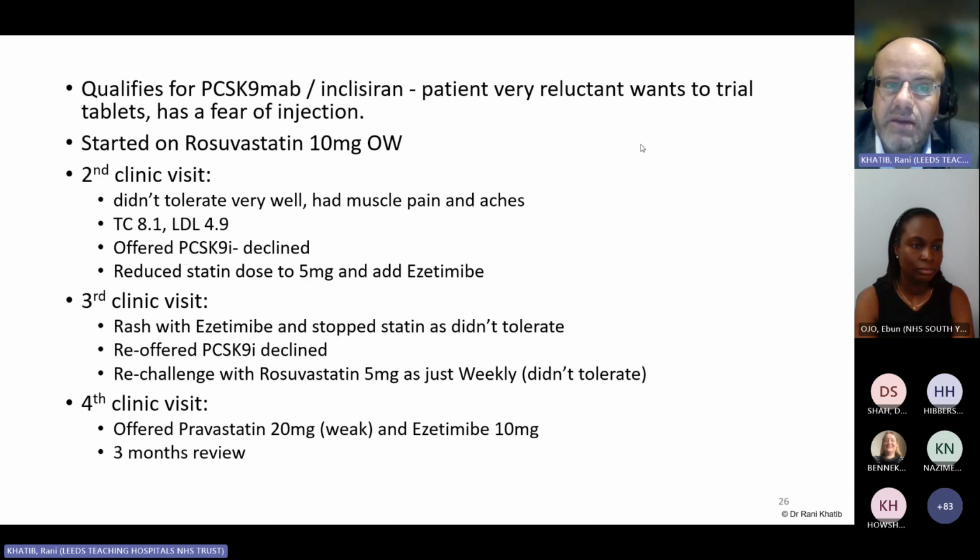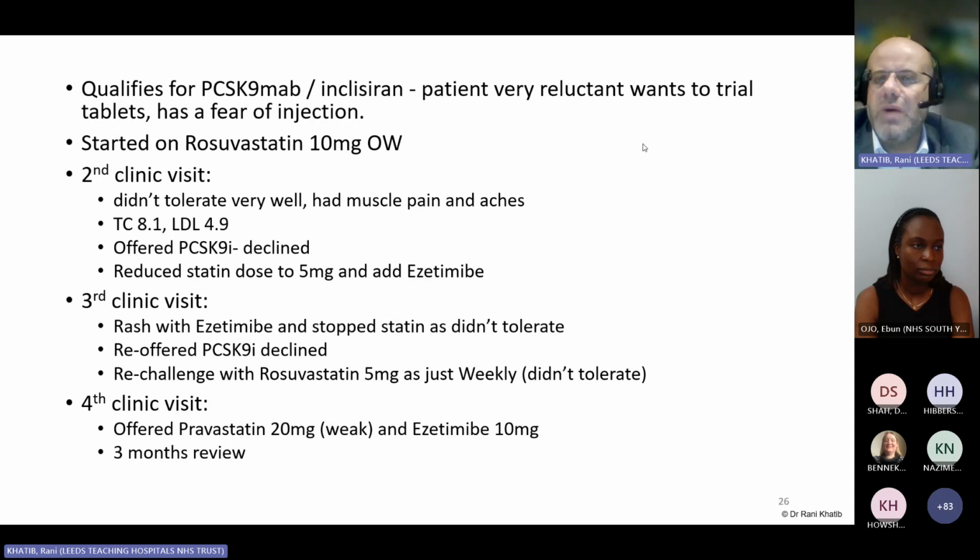So I said, okay, well, let's try. So we've given him 10 milligrams once a week of rosuvastatin, just to see how he gets on. He didn't tolerate it very well. He had muscle pains and aches. We offered him an injectable again. He didn't want to. So we thought, you know what?